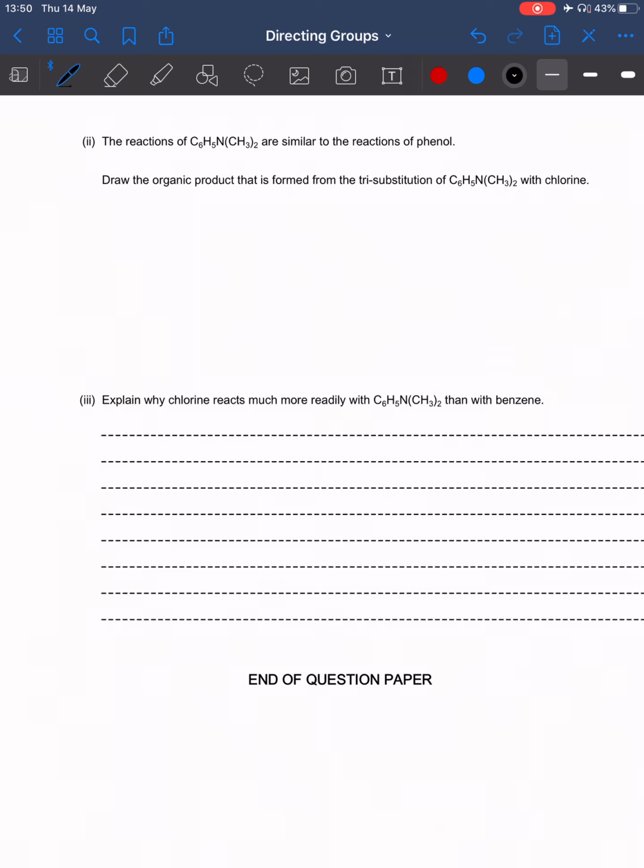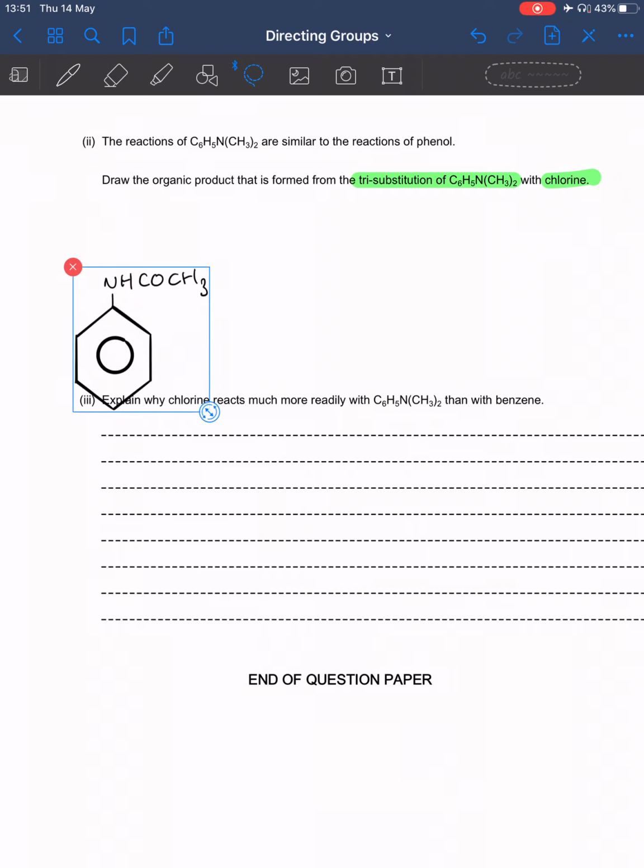The reactions of C6H5N(CH3)2 are similar to that of phenol. Draw the organic product that is formed for the tri-substitution. Now I'm going to highlight up tri-substitution with chlorine. First things first, let's draw out our molecule.